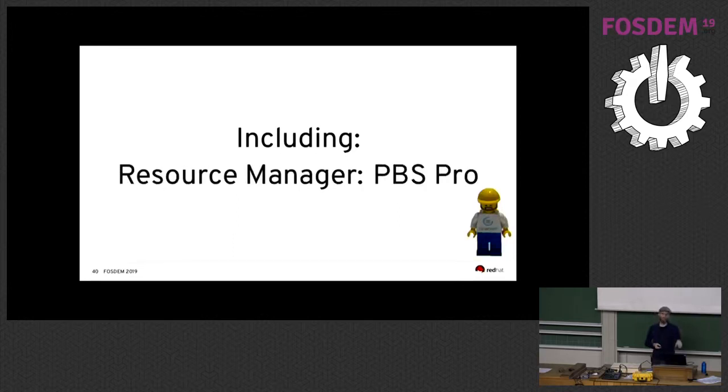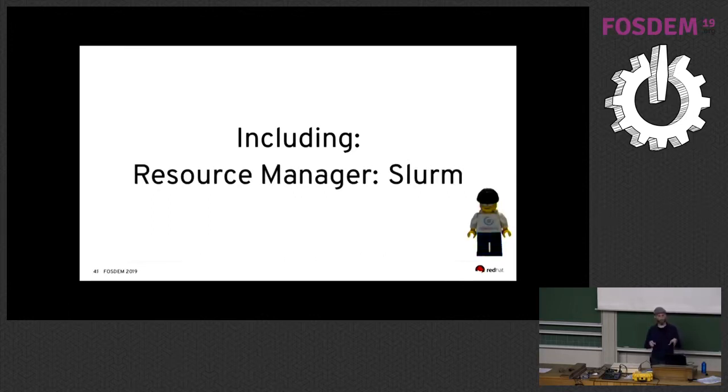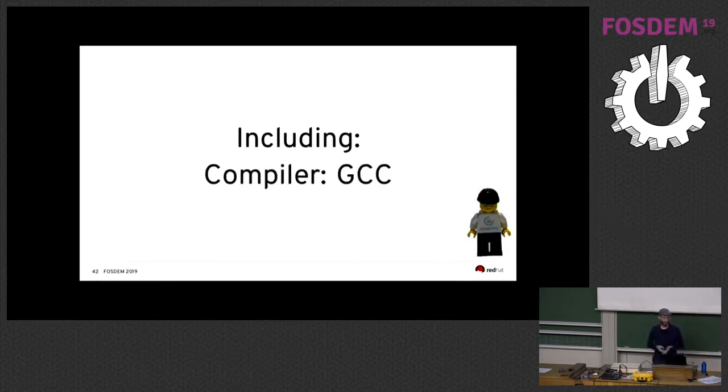We have different resource managers which are distributing the jobs on your cluster. PBS Pro is part of OpenHPC, and then we also have Slurm, which is part of OpenHPC. This is again a point where you can choose if you want to have this resource manager or the other one. And then on top of it there are of course compilers, GCC.